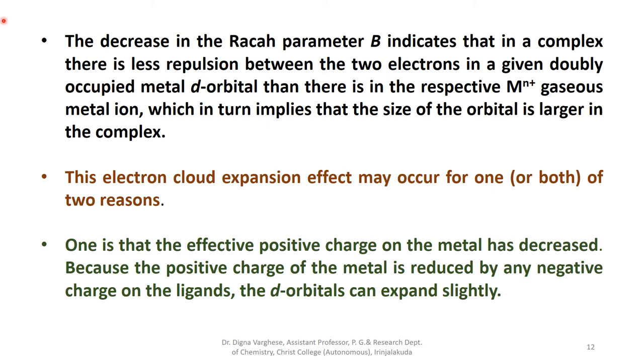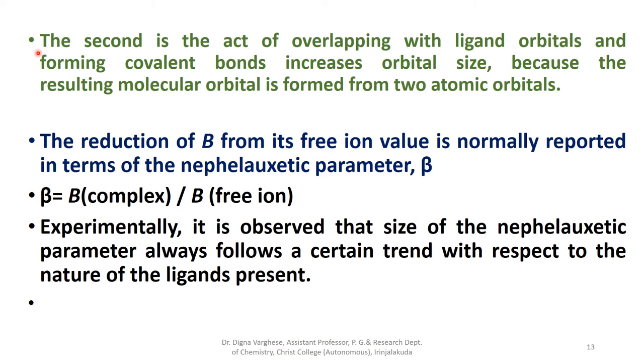The second reason is that the act of overlapping with the ligand orbitals and forming covalent bonds increases the orbital size, because the resulting molecular orbital is formed from two atomic orbitals. That is, a covalent bond is formed by the overlapping of the metal and the ligand orbitals. In this case, the orbital is in the expanded form so that a proper overlapping occurs.